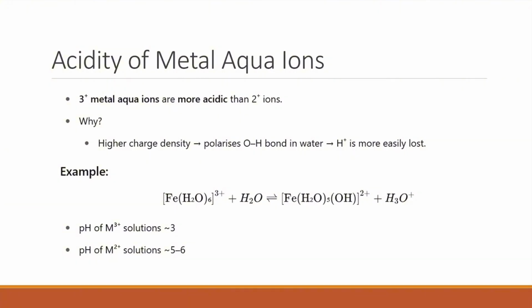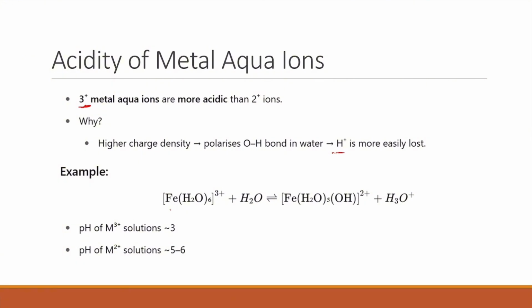The reason is the higher charge density of the 3+ metal ions. They polarize the OH bond in the water ligands, weakening the bond between the oxygen and hydrogen, so they can donate the proton. So they can lose the proton more easily. Example of that, you can have the iron 3+ aqua ion with 6 molecules of water.